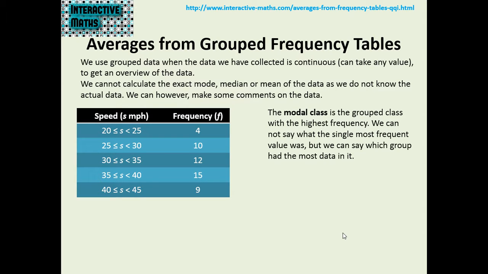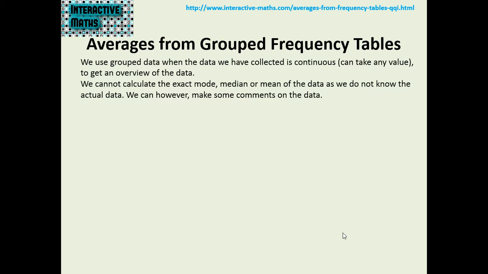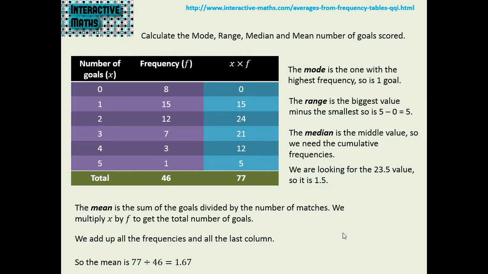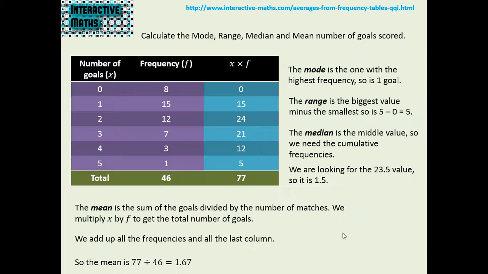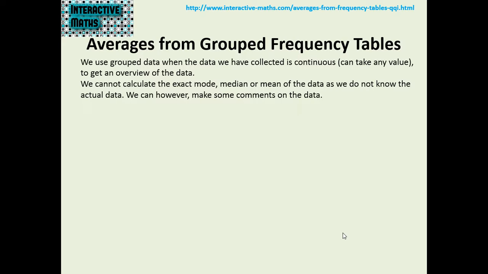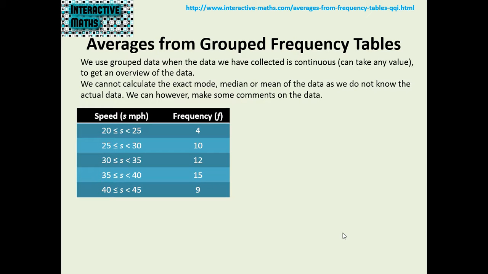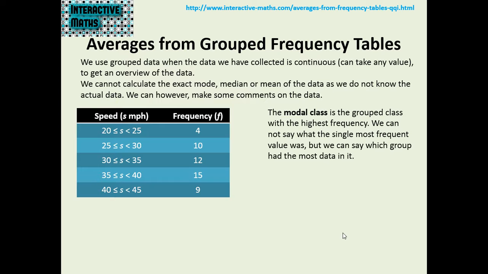This is another example with a grouped frequency table. The previous one was from a table of data, but it wasn't grouped. That is what we call discrete data. But when it's grouped together, we have collected a continuous data set. Sometimes they may ask you to work out the averages from this grouped frequency table.